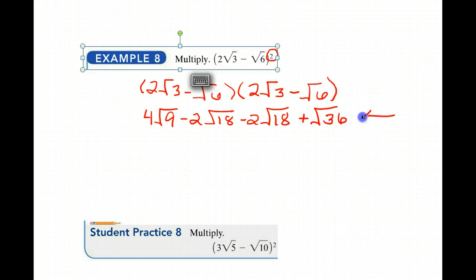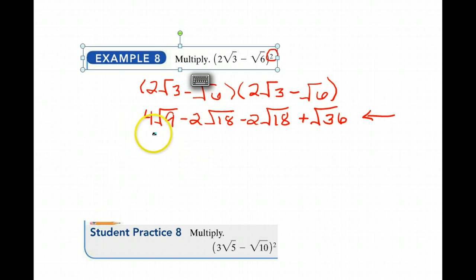So please note in this line here, I'm going to pause, that in the other examples I've shown, I used the product rule, and instead of writing root 9, I wrote 4 times 3. Instead of writing plus root 36, I wrote plus 6. You have an option here to do whichever way you like better. It's up to you. I want to show it both ways.